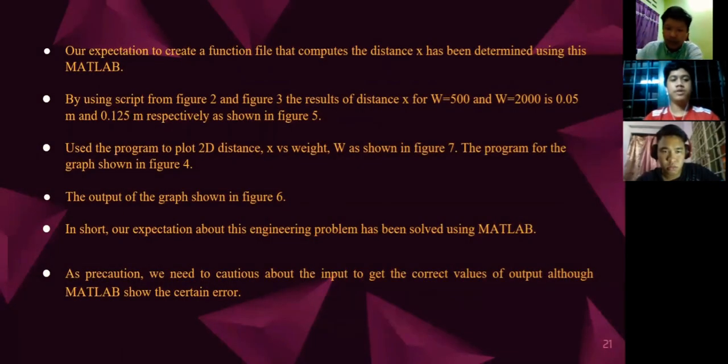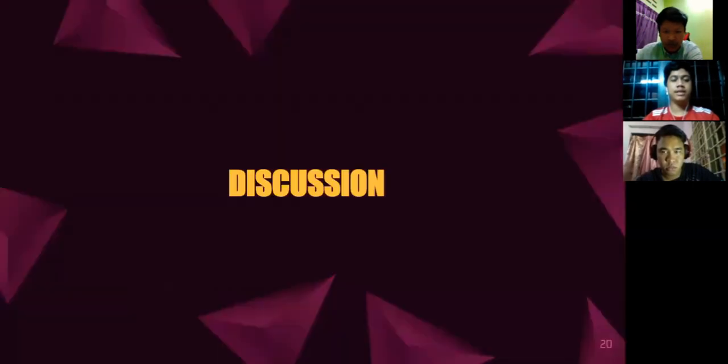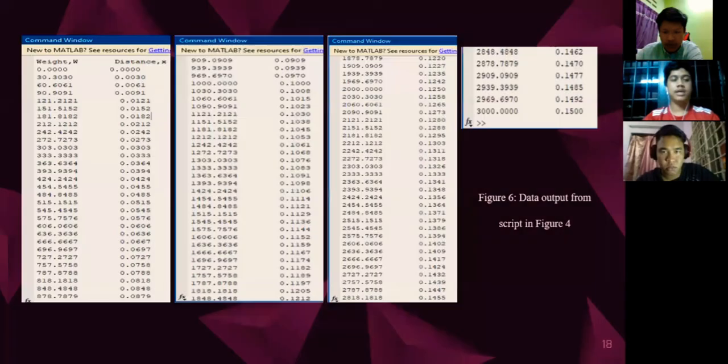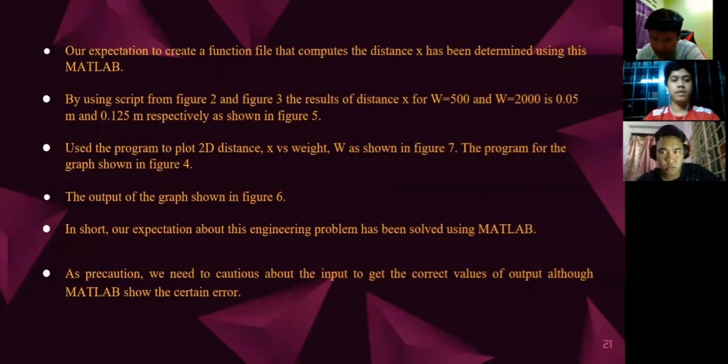The program for the graph shown in figure 4 is what I showed before. The output of the graph is shown in figure 6, as Hafiz said earlier. This is the looping for the output that we use to plot the 2D graph. So in short, our expectation about this engineering problem about spring has been solved using this MATLAB program. As a precaution, we need to be cautious about the input when we input the data to get the correct values of output, although MATLAB shows a certain error. So next we go to the conclusion.